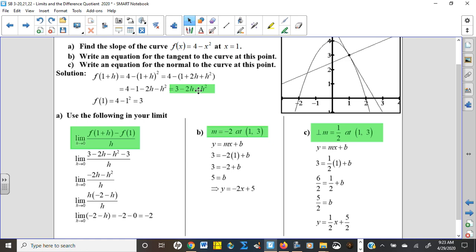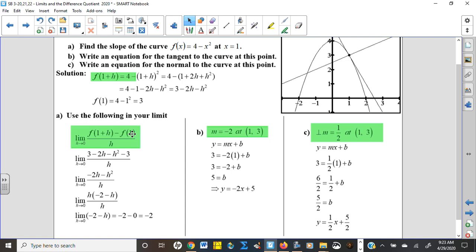What we're going to do now is we're going to find f of 1. Well, that's a little bit simpler. No variables, just plug a 1 in. 4 minus 1 is 3. So I've got f of 1 plus h, I've got f of 1. It is now time to substitute into the difference quotient.